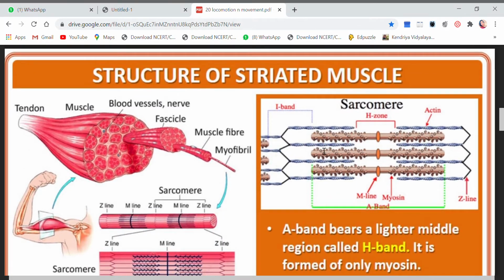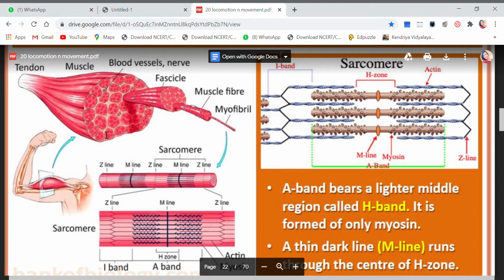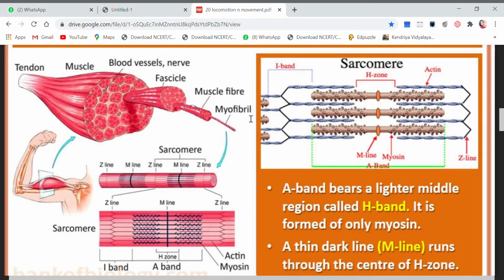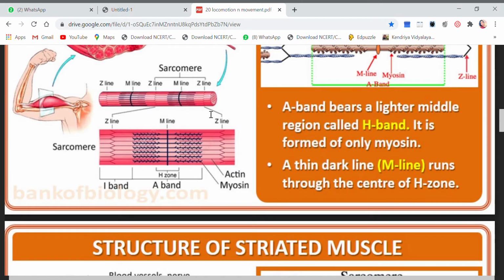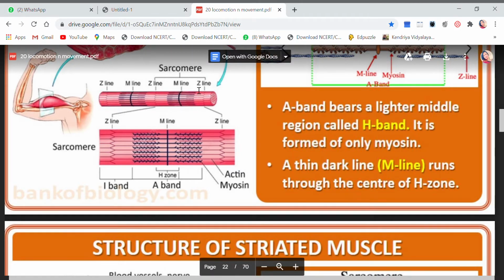Okay children, now the structure again. Let me show you the same things: the tendon and the skeletal muscle, and this muscle has fascicles. That is the bundle. Many bundles are called fascicles. Each fascicle has muscle fibers. Each muscle fiber has myofibrils, and the myofibrils have a lot of light and dark bands. So this is the sarcomere shown, and it contains light and dark bands. And when we want to see this sarcomere, it appears like this.